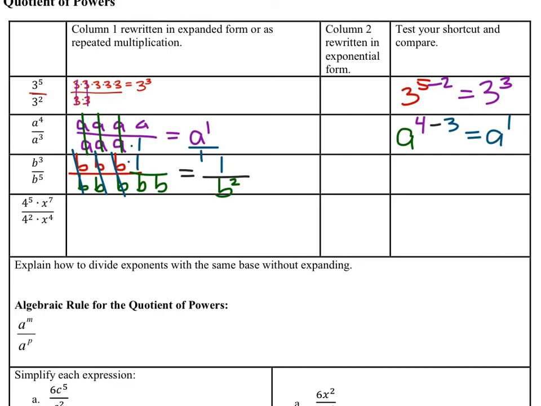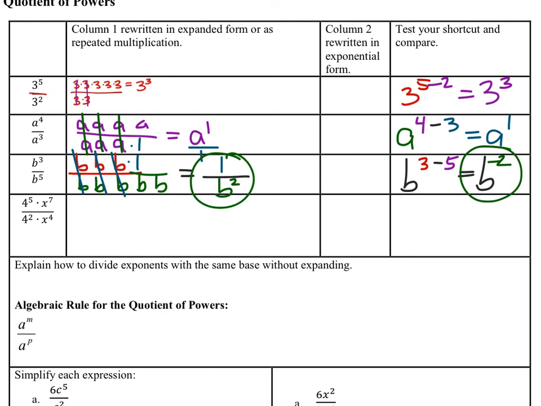So on this one, we can still use the rule. We got base B. The exponent in the numerator was 3, and we're going to subtract the exponent in the denominator, which was 5. Well, what's 3 minus 5? Negative 2. So we end up with B to the power of negative 2. Now we'll get more into negatives in the future.